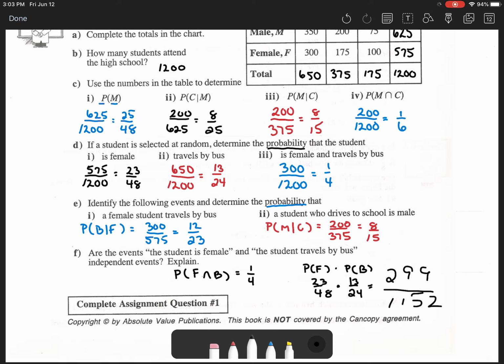So hopefully those calculations make sense. From A to E, I used the chart and the totals that I had created, and in F, I used the formula from up above just to show whether the left-hand side equaled the right-hand side, and they do not, obviously. On the left-hand side, I had 1 over 4. On the right-hand side, I had 299 over 1,152. They are not equivalent to each other, so those events are not independent. We'd say they're dependent events.